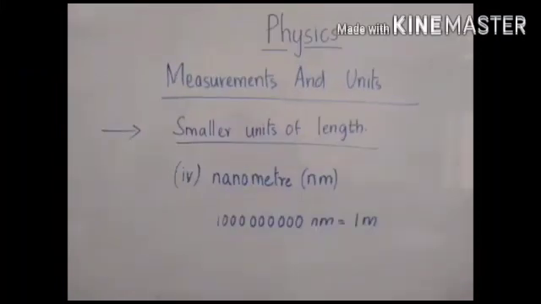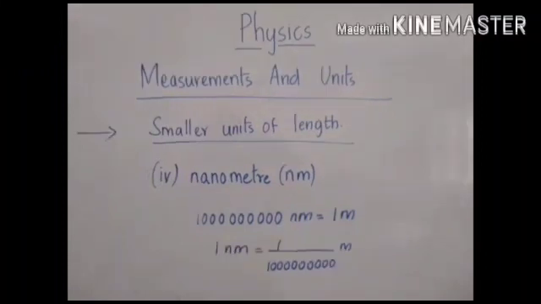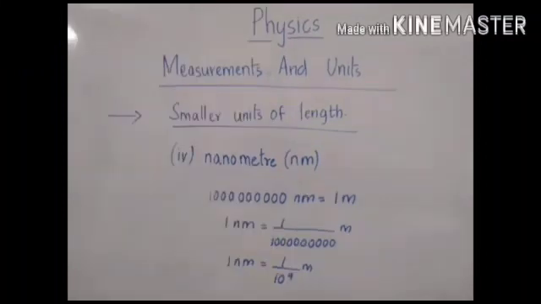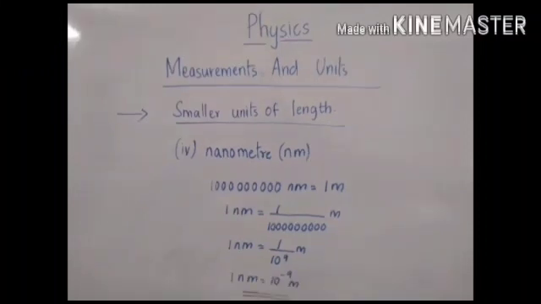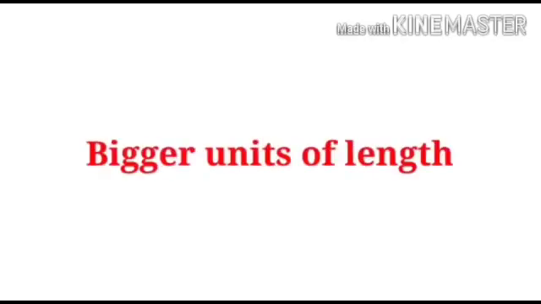Nanometer. Nanometer is 1 billionth of a meter. 1 nanometer equal to 1 by 10 raised to 9 meter. That is 1 nanometer equal to 10 raised to minus 9 meter. Nanometer is used to express the radius of atom. Our human hair is about 80,000 nanometer thickness. I think you got an idea how small these values are.